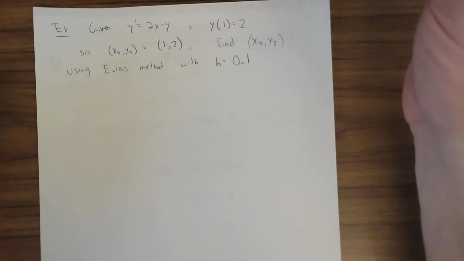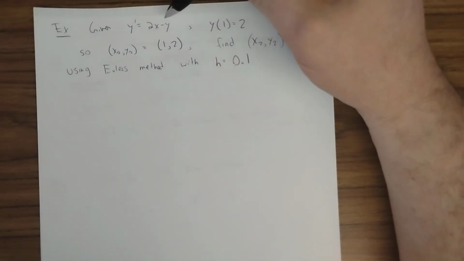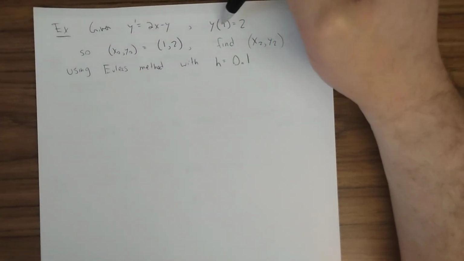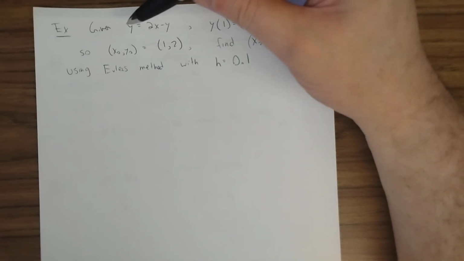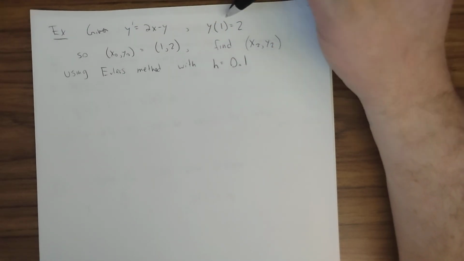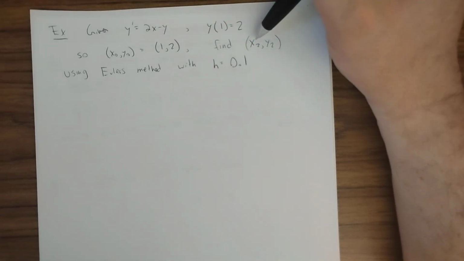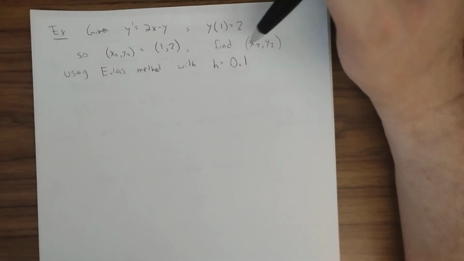So let's do a concrete example of this. We're given a particular differential equation, and it's an initial value problem, so I have this information. So my x naught, y naught is the given point, where x is 1, y is 2, and we're going to find x sub 2, y sub 2.